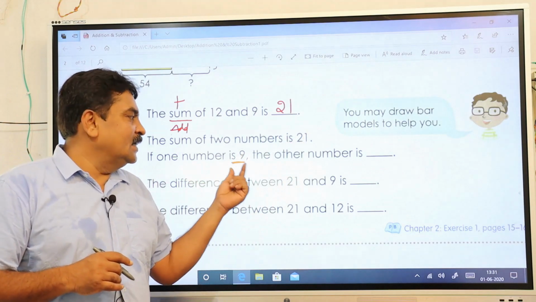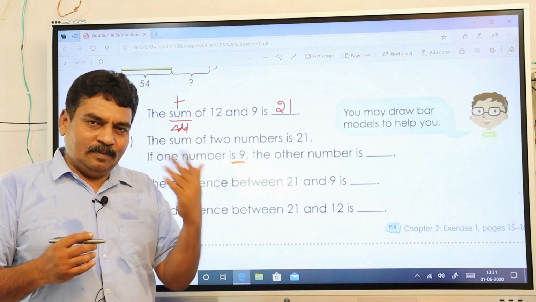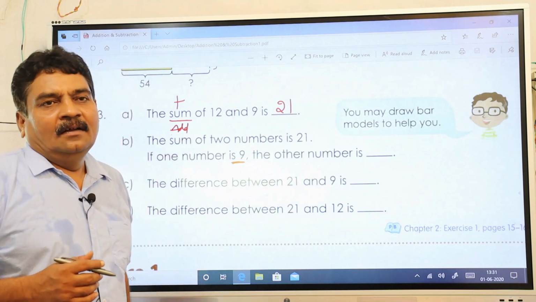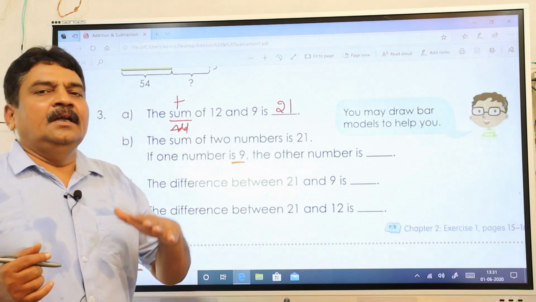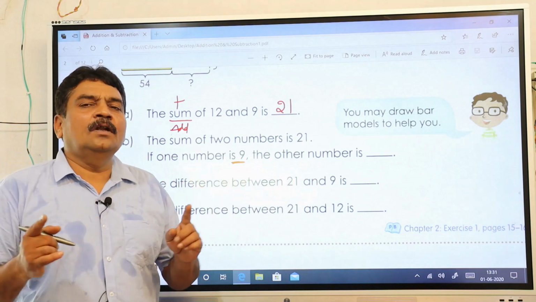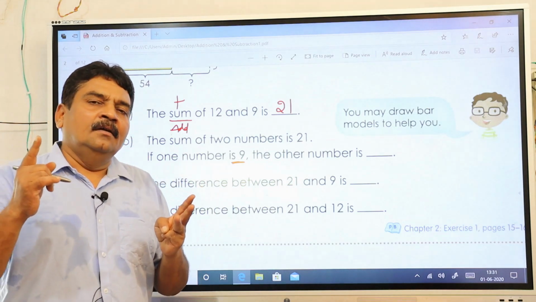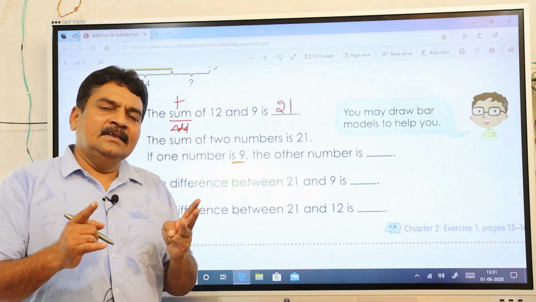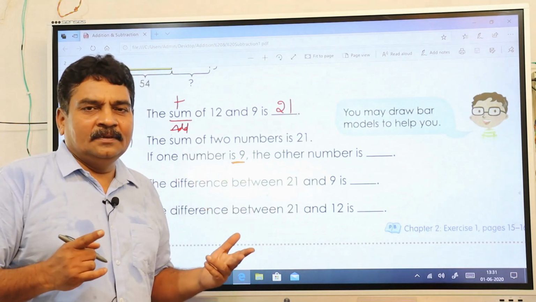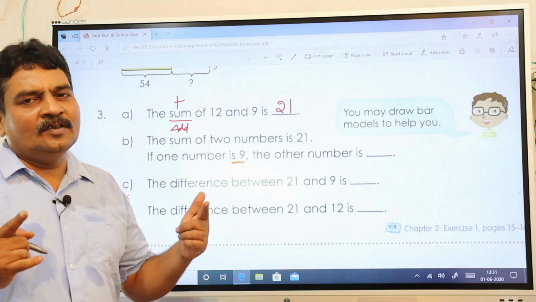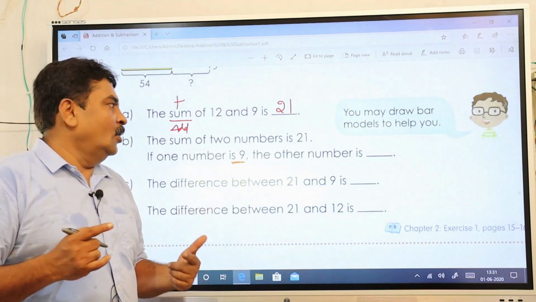If one number is 9, what is the other number? I will explain according to your standard, right? If the sum of two numbers is 3 and one number out of that is 1, then the other number is 2, because 1 plus 2 is how much? 3.